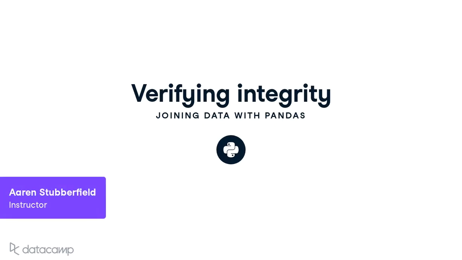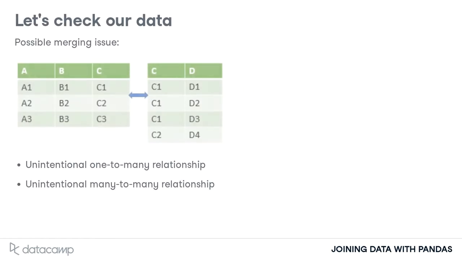Welcome back. In this lesson, we'll talk about verifying the integrity of our data. Both the merge and concat methods have special features that allow us to verify the structure of our data. When merging two tables, we might expect the tables to have a one-to-one relationship.